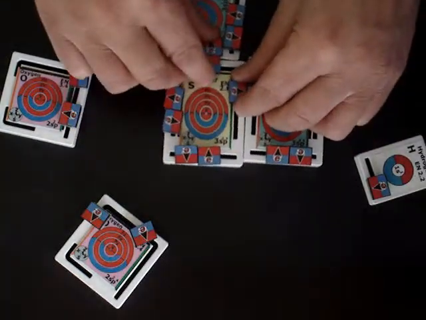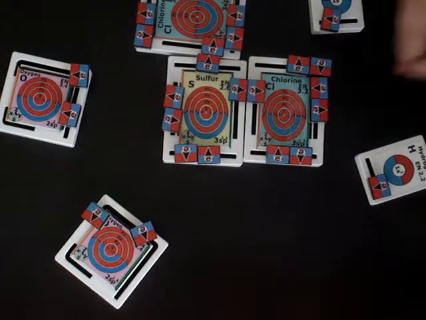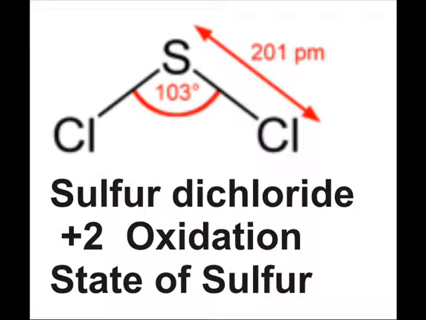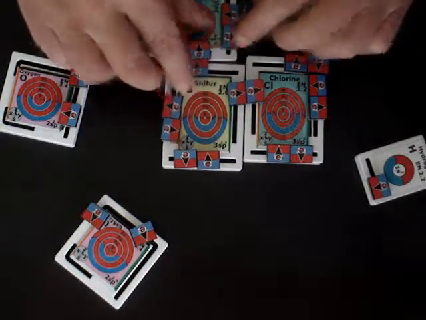Sulfur dichloride puts sulfur in its +2 oxidation state. The chlorine oxidizes the electrons, which of course is another example of chlorine being a strong oxidizer.